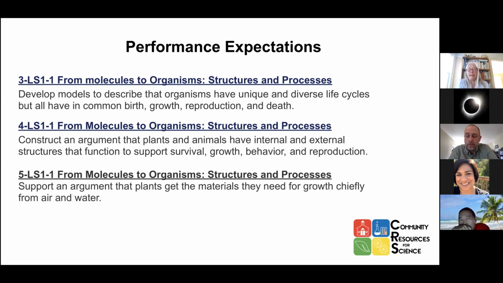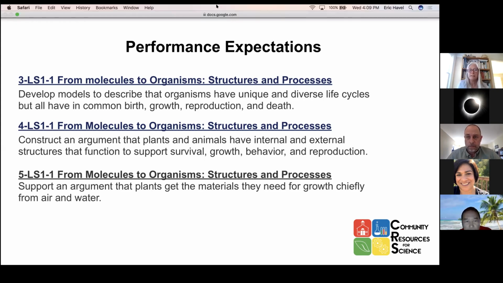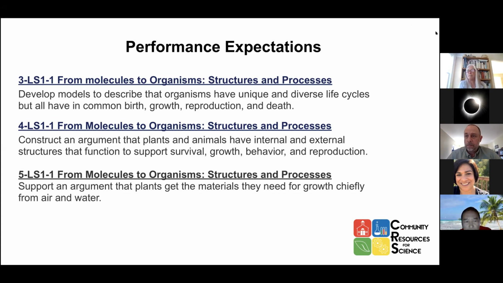Construct an argument that plants and animals have internal and external structures that function to support survival, growth, behavior, and reproduction. So trying to take the kids a little bit farther besides just what's happening, but give them some discussion questions that they could think about as they're observing and recording in their notebooks. And then support an argument that plants, for 5th grade, get the materials they need for growth chiefly from air and water. So does anybody have any thoughts? Just take a minute and think about it. And if anybody has any ideas that they would like to share out, that would be awesome. Just think for a minute about what kind of thing you might like to do with germinating seeds, or have done that you would want to do again with these materials.